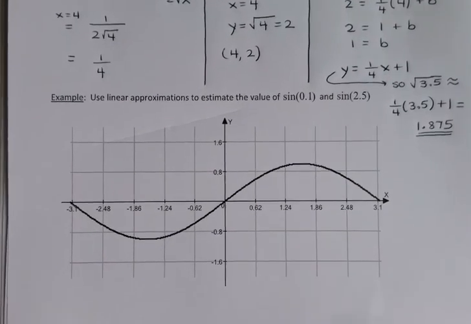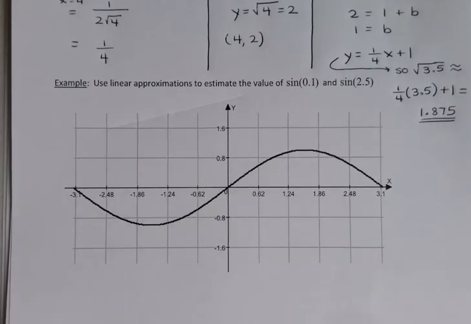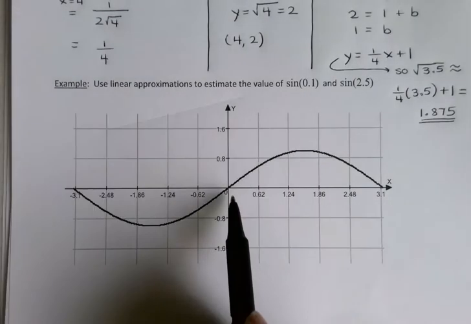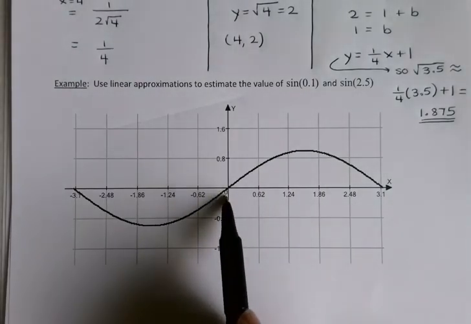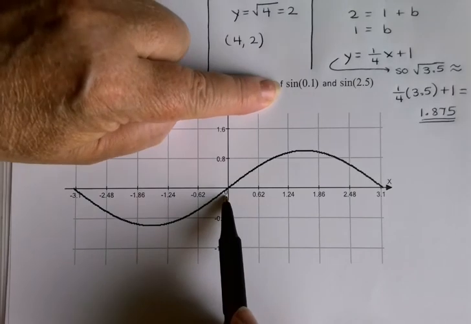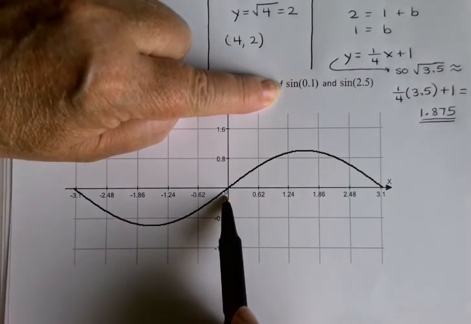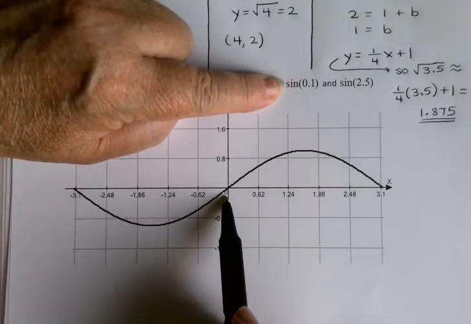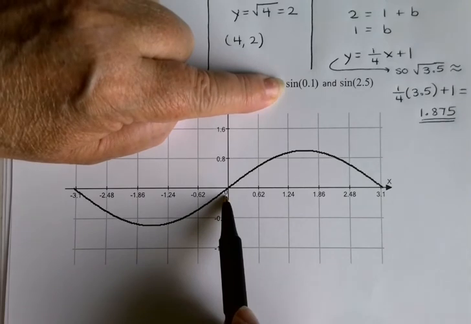In this next example, we'd like to use a linear approximation, first to estimate the sine of 0.1, and then to estimate the sine of 2.5. We're going to have to pick our own x values for the tangent lines. So when I'm thinking about 0.1, of course that's very close to 0, and sine 0 is easy to do. So I think I'm going to do this first one using a tangent line at x equals 0.